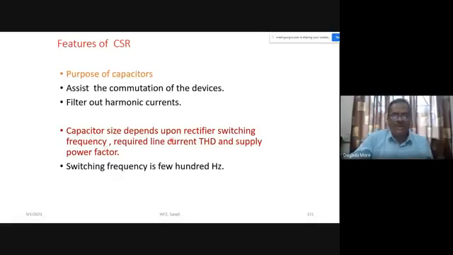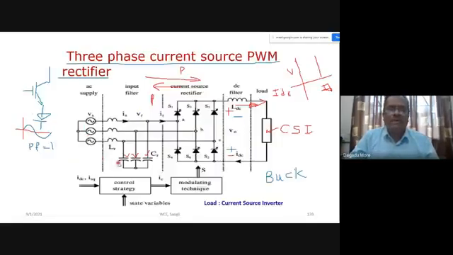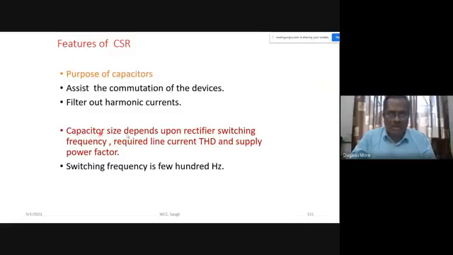Capacitor size depends on many factors: rectifier switching frequency, required line current THD, and supply power factor. If you want, we can get a unity power factor, but for that the sizing of the capacitor is very, very important. The rating of the capacitor depends upon the switching frequency, then the current THD, how much we require, and the power factor.